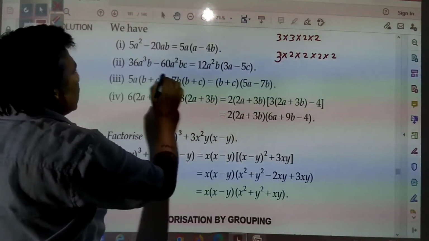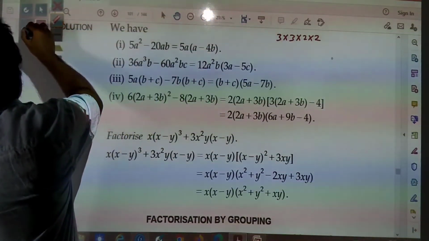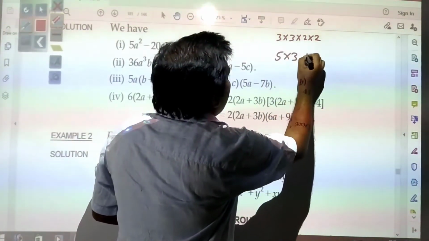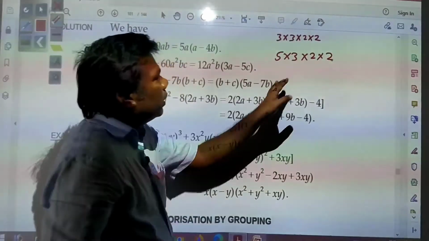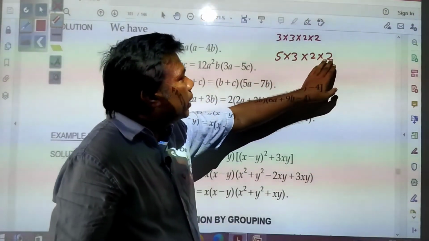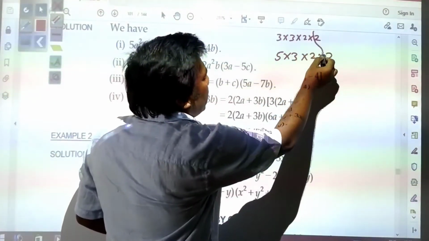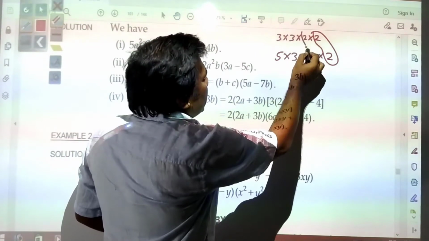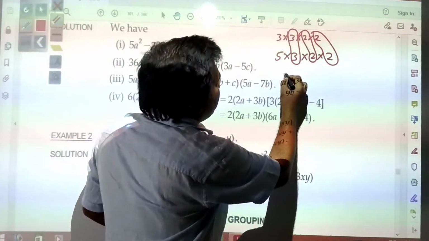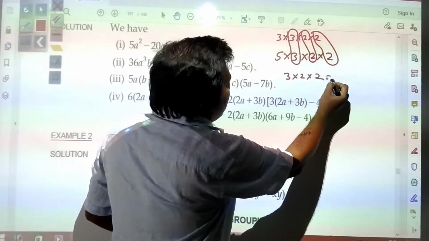60 can be written as 5 into 3 into 2 into 2. Here you see 5 3 is 15, 15 2 is 30, and 30 2 is 60. Now what common can you see? Here you see this is common, this is common, and this is common. So you have 3 into 2 into 2. It means 3 2 is 6, 6 2 is 12.